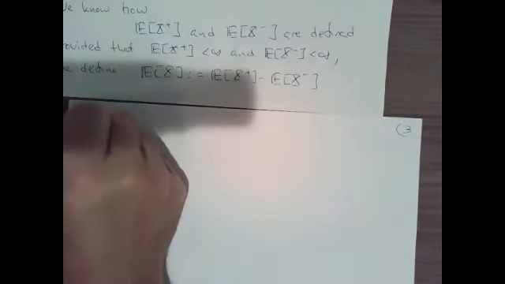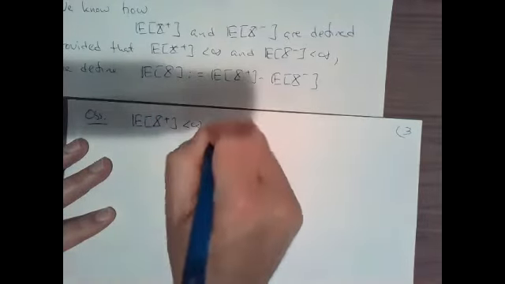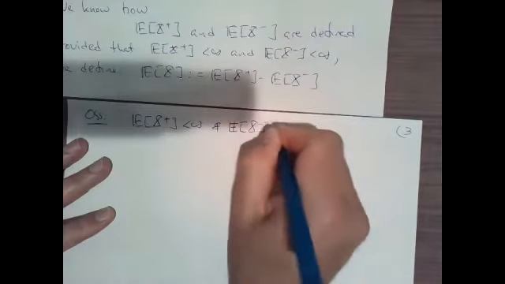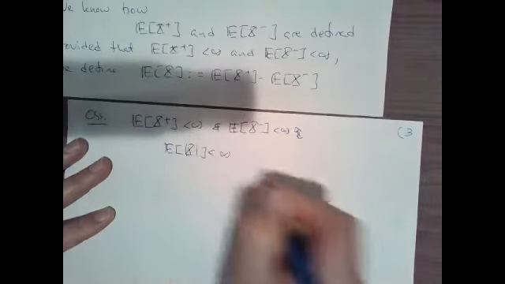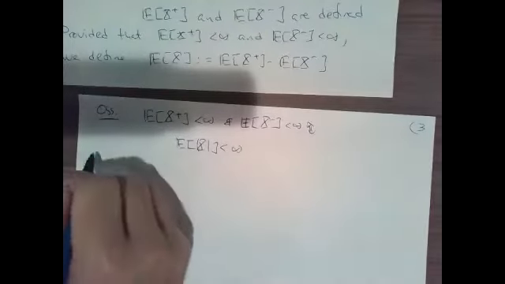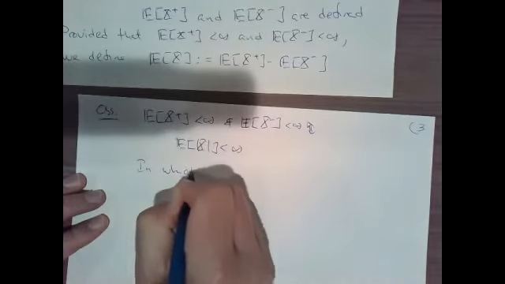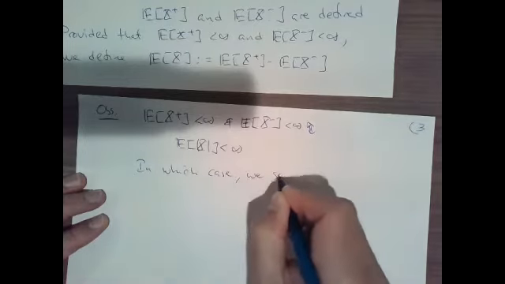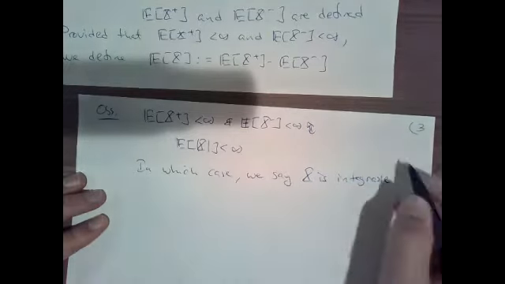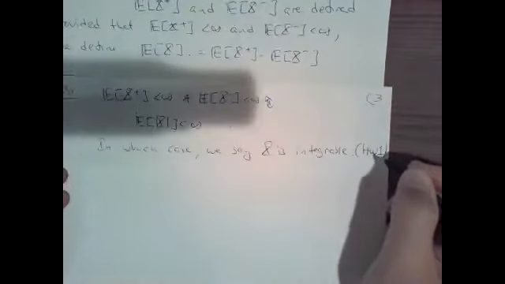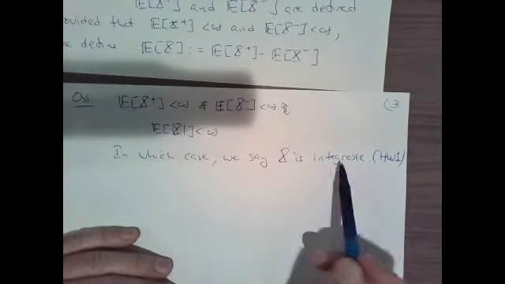Lemma, maybe it's just an observation: the expectation of x plus is less than infinity and the expectation of x minus is less than infinity. This happens if and only if the expectation of the absolute value is less than infinity. And when that holds, in which case, we say x is integrable. This was what you had in your first homework. You have to be able to take absolute value and integrate and get something that's finite. When that happens, you say x is integrable.